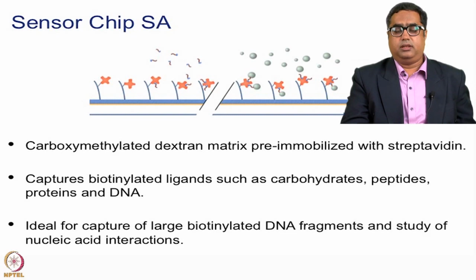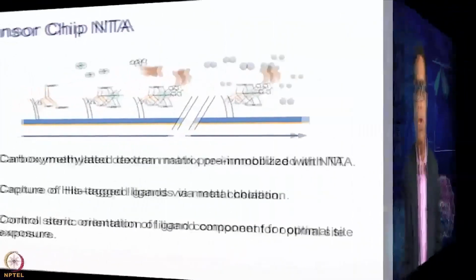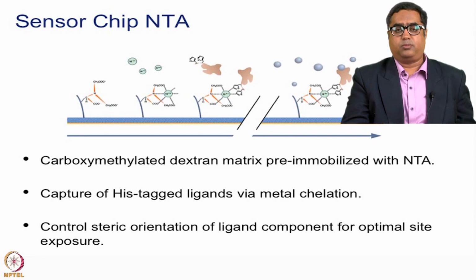So, ideally literature is available for biotinylated DNA fragments, nucleic acid interactions, and other things like peptides that have been immobilized on this surface. Another variety of chip surface is NTA, and this is a complex molecule that is pre-immobilized on the surface of the chip. This molecule has an affinity for hexahistidine tags that are present either at the C terminal or N terminal of a protein.